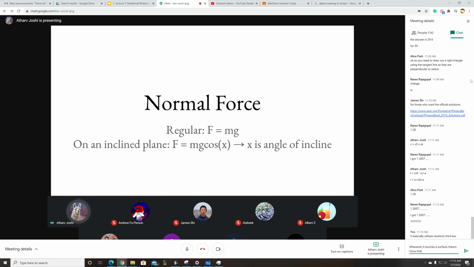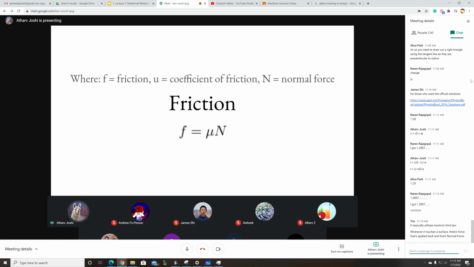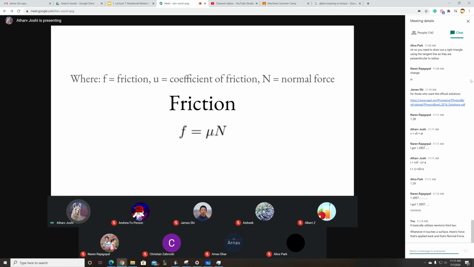So that's one thing. And yes, you'll be allowed to get scientific calculators at the event itself, so you don't need to memorize cosines and stuff. That would be really crazy. But yeah, friction is the coefficient of friction times normal force. So if you recall, normal force from just now is mass times gravity. So it's just the coefficient of friction times mass times gravity if you want to expand it out.